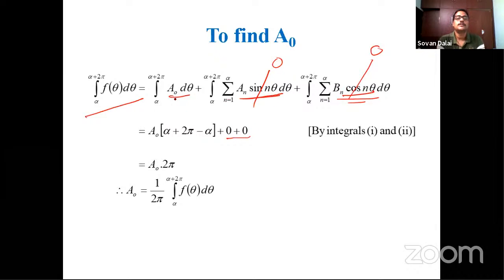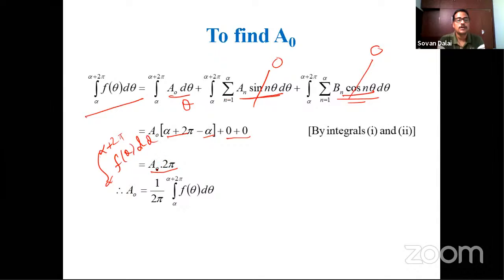But you have to consider that the integration of a0 dθ, where a0 is a constant value, ultimately gives θ as the integration value. Now if you put in the integration limits, that should be equal to α+2π minus α. So ultimately this is basically a0 into 2π, which is equal to the integration from α to α+2π of f(θ) dθ.